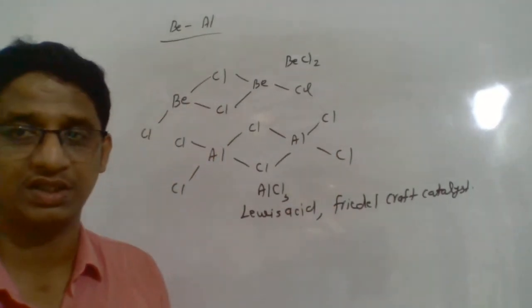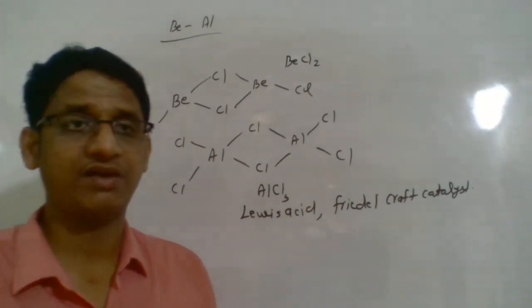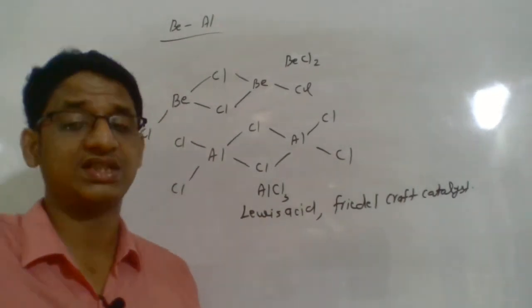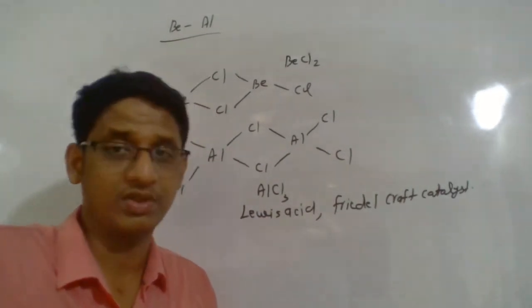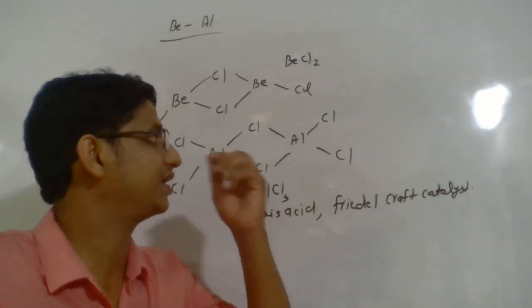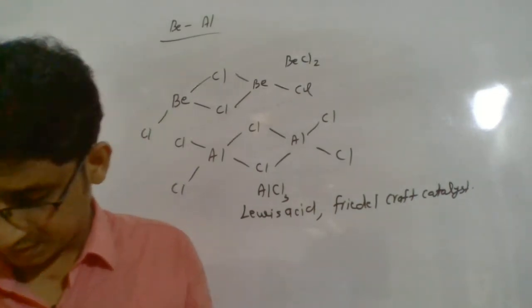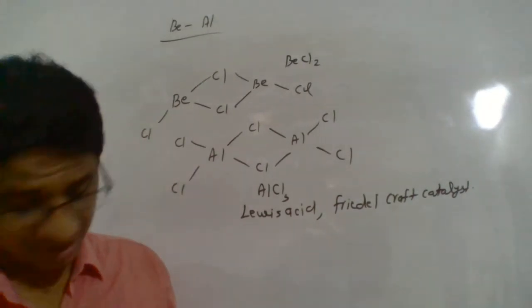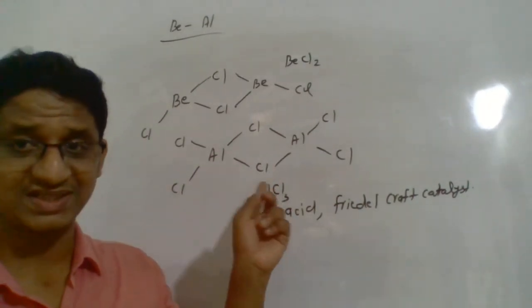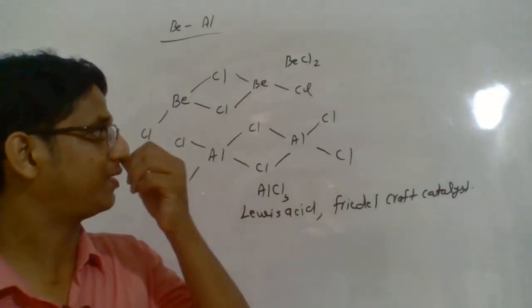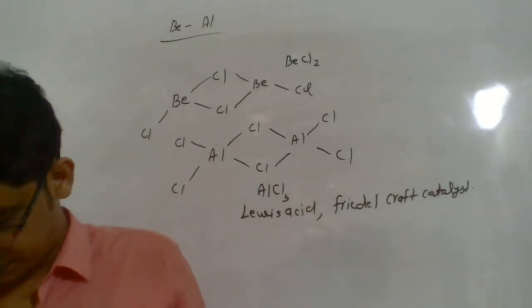This is something that you will learn in organic chemistry. Friedel-Crafts reaction is carried out on organic compounds. They use catalysts like AlCl3 and sometimes BeCl2 as well. So they are Friedel-Crafts catalysts, and both form a dimer structure in the vapor phase.